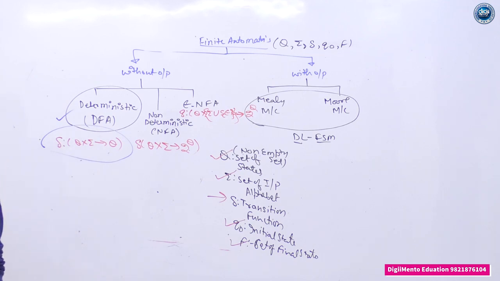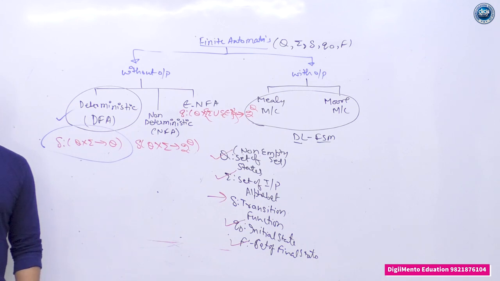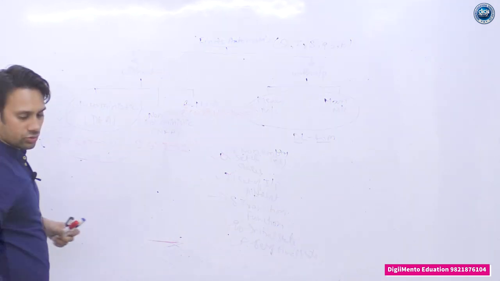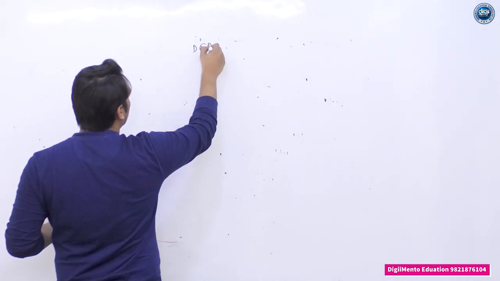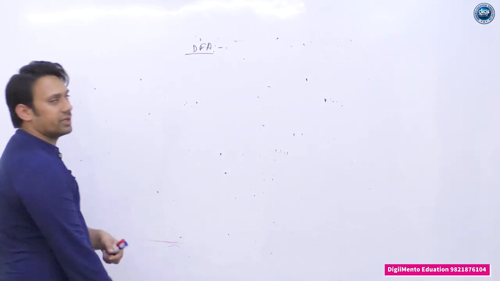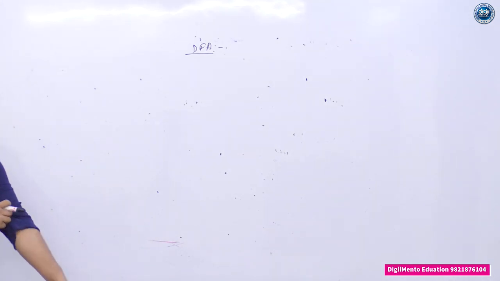Okay, so write it down in your notebooks, and as soon as you have written, just write done in the chat window so that we can move forward. So the first one here is your DFAs, or you can say deterministic finite automata. So first of all, we'll try and understand what exactly is your deterministic finite automata.